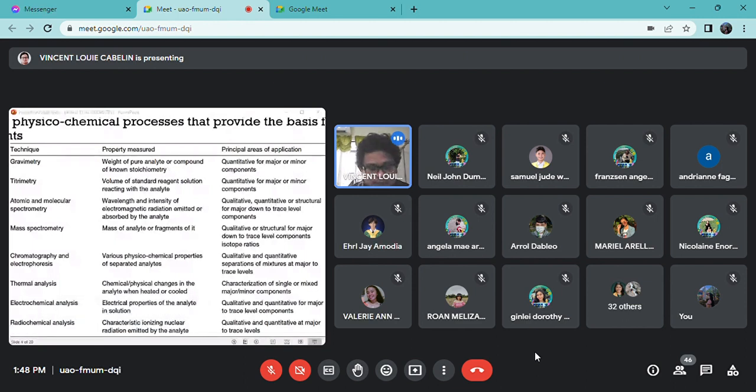Dito sa school, meron tayong UV-vis spectrometer. One of these days, I hope we can use that. Meron tayo dito at dalawa, pero hindi pa nagagamit. Hindi ko alam. Pero we will try to use that in this subject sa laboratory natin.